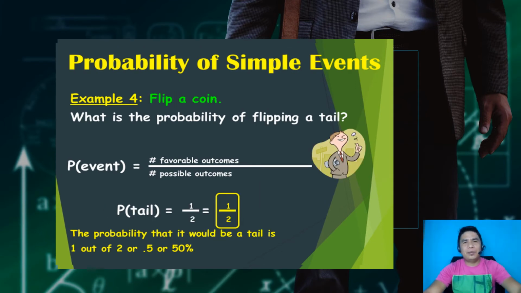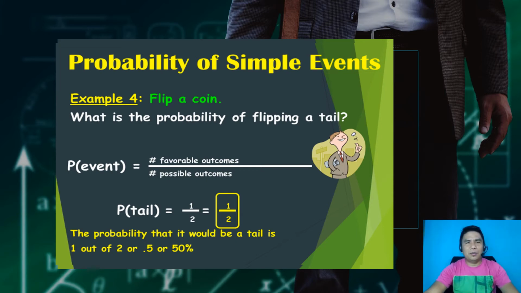In example number 4, flipping a coin. If we flip a coin, what is the probability of flipping a tail? Our formula is favorable outcomes over possible outcomes, and in a coin there are only two possible outcomes, the head and the tail. Therefore, it's 1 over 2. The probability that it would be a tail is 1 out of 2 or 0.5, or shall we say 50% probability.